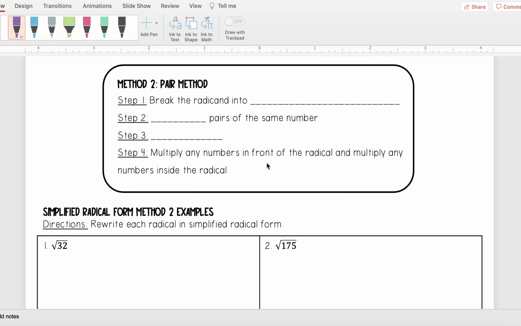The second method that you can use to simplify radicals is called the pair method. And so this one might be a little bit easier if you don't really recognize which perfect squares are in a number. And this one kind of breaks it down a little bit further. So there are going to be 4 basic steps to do this method.